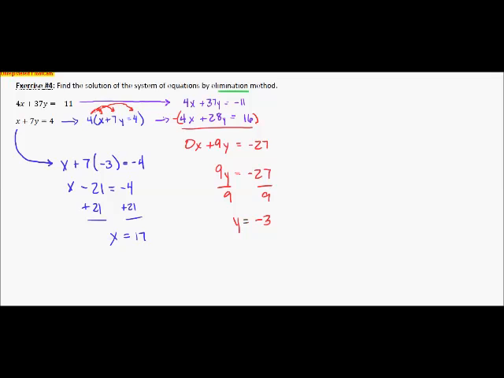Alright, so my solution, right, my solution is going to be the combination of those two. My x value is 17 and my y value is -3, and there you have it. There's the solution to that set of equations. Again, if I graphed them, they would cross at the point 17, -3.